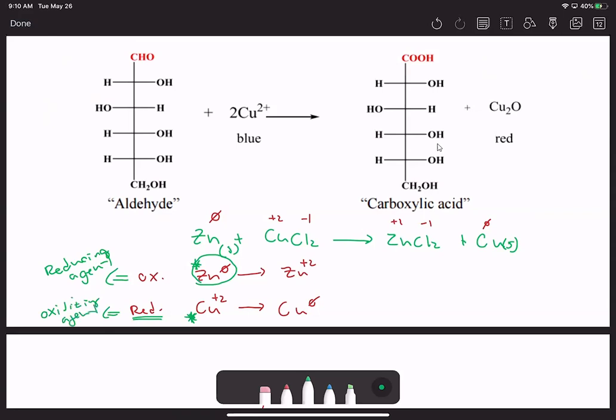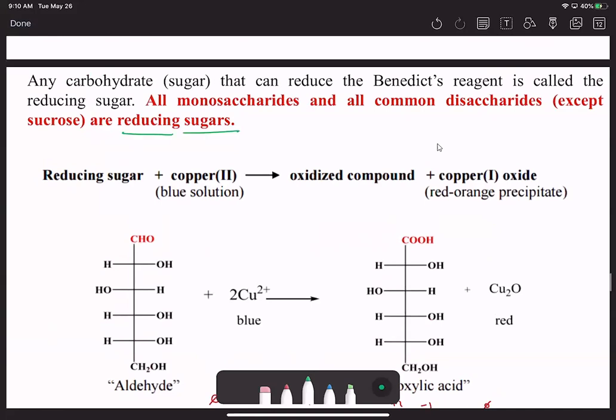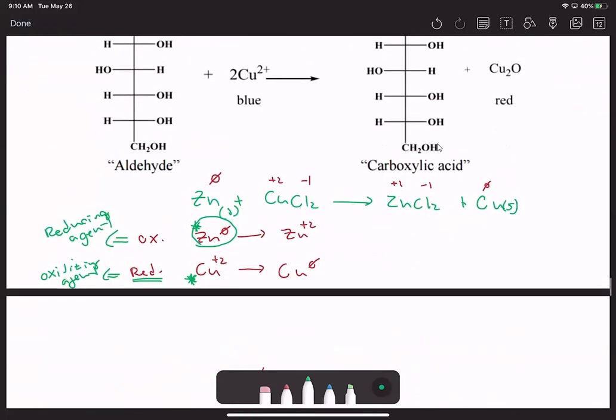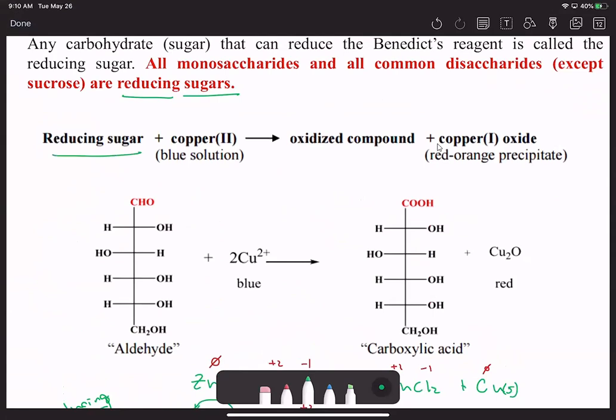But biochemists are a little funny. They don't like to use reducing agent. So this is where we're going to get this term, reducing sugar. Reducing sugar because it's going to reduce, just like zinc reduced the copper, sugars can reduce this copper. So we go from copper +2 to copper +1. And it's the sugar that reduced it.